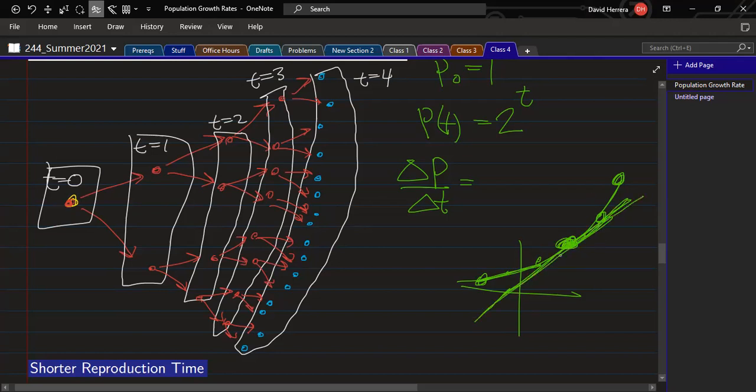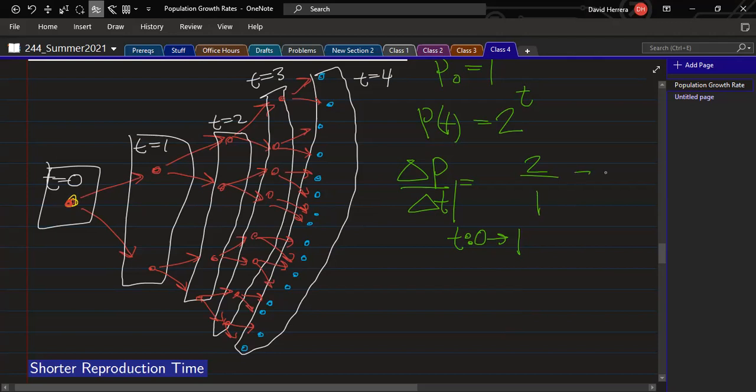But again, we'll do that in a second. So delta P over delta T for the initial time step. Let's say T going from 0 to 1. What we do is you have change in P is 2, and the change in T is 1, so it's just 2.